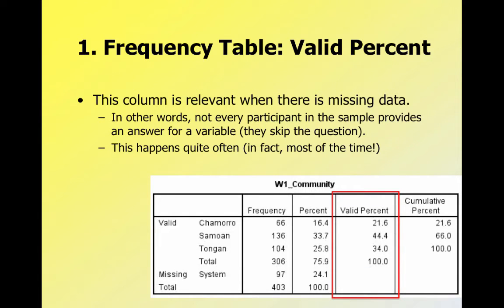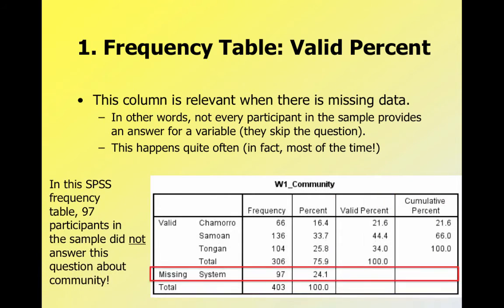So here's a valid percent. Notice the numbers here are slightly different from our percent column. But if you look at our missing row, frequency 97, 24.1. So really what this is saying is that 97 participants in this sample, and how big is the total sample? 403. So 97 people of the 403 people that actually received the questionnaire, or that we actually approached to answer a set of questions, did not answer this question about community. And that actually makes up 24.1% of the entire sample size.